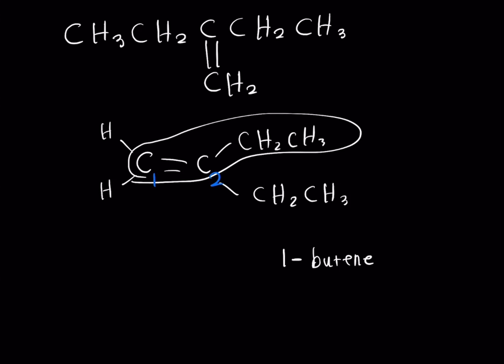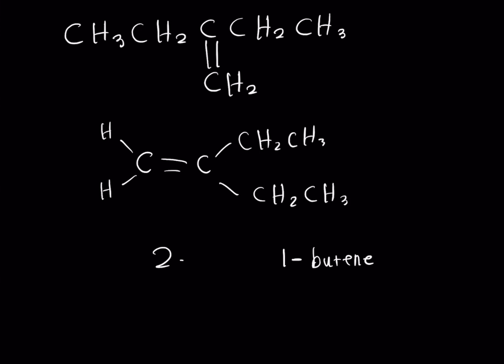And then in terms of substituents, we have this substituent right here, which is an ethyl, and it's on carbon number 2. So it's going to be 2-ethyl 1-butene.